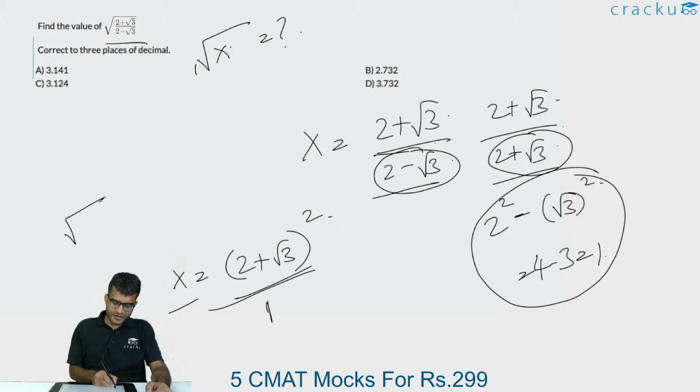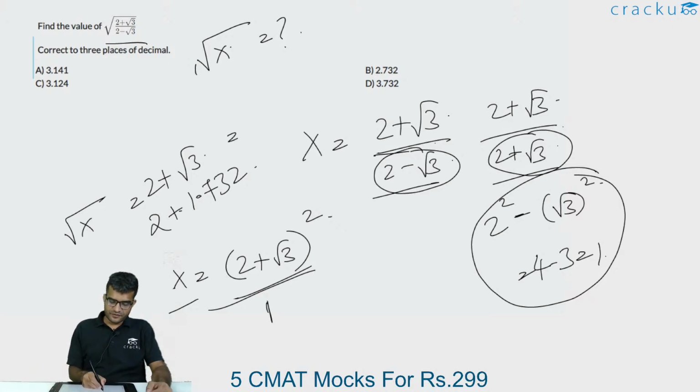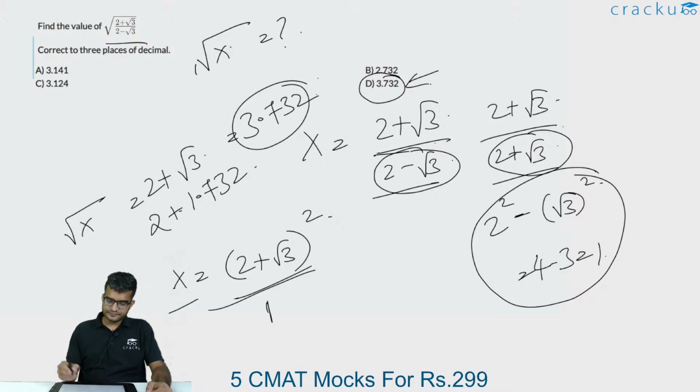So the value of square root of x is equal to 2 plus square root of 3. What is the value of square root of 3? We know that the square root of 3 is 1.732. So the value of square root of x will be 2 plus 1.732, which is equal to 3.732. So the correct answer is option D. Let us now look at the next question.